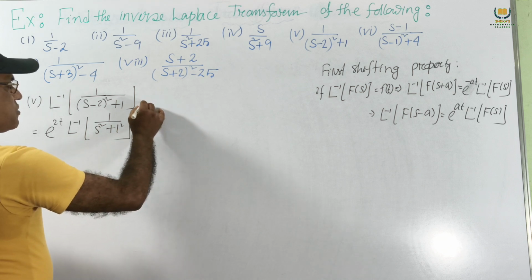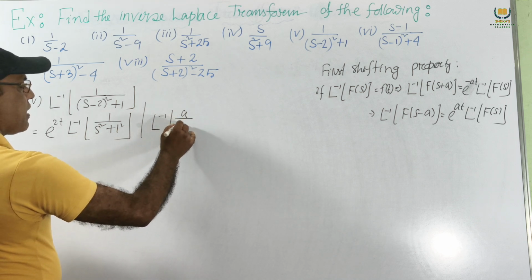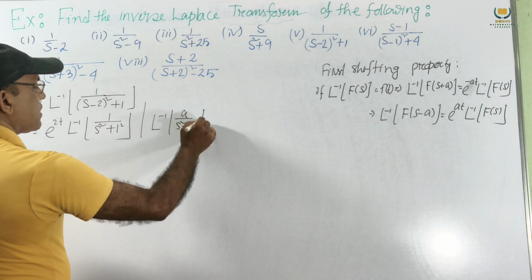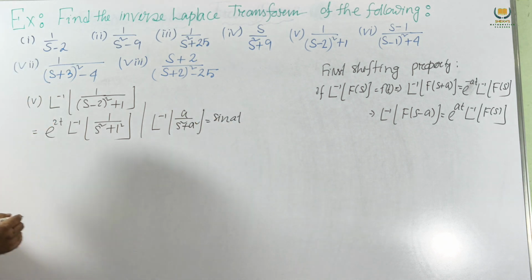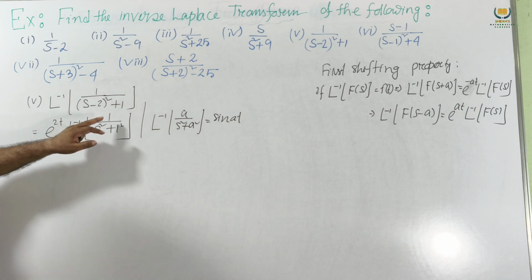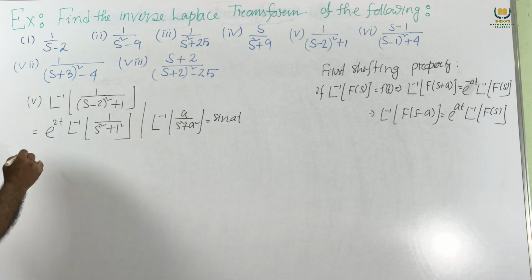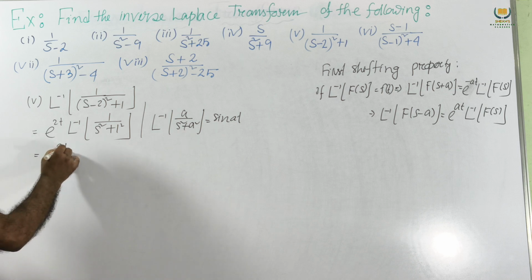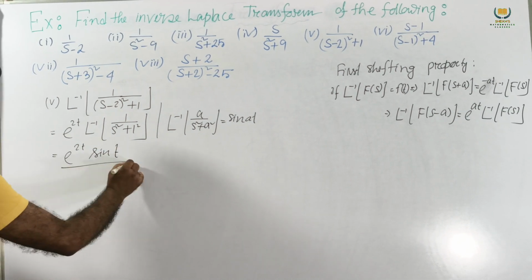So again you know this formula, L inverse a by s square plus a square. This is sin at. We know this formula. So here a means 1, 1 by s square plus 1 square. So this will be sin 1t or t simply. This is our answer.